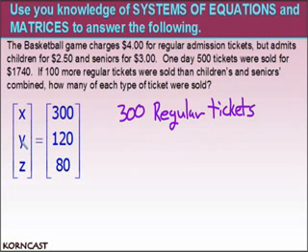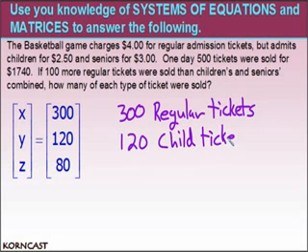Again, because of matrix equality, my y is equal to 120. So y was our children tickets. So we sold 120 child tickets. And lastly, again, because of matrix equality, z is equal to 80, and that's our senior tickets. So we sold 80 senior tickets.